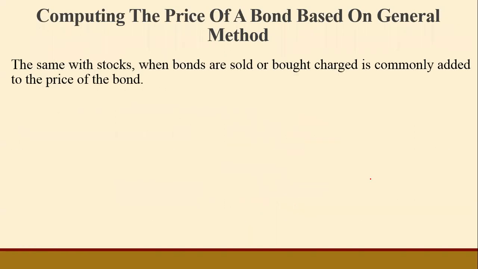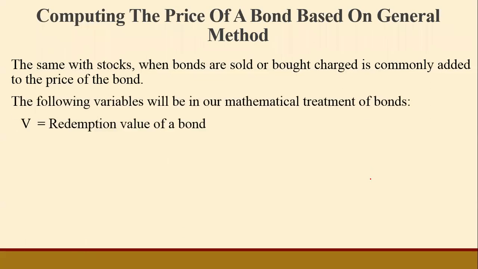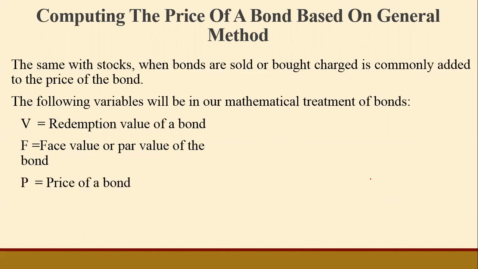And next is computing the price of a bond based on the general method. The same as with stocks, when bonds are sold or bought, a charge is commonly added to the price of the bond. We have the following variables. B, the redemption value of a bond. F, the face value or par value of the bond. P, the price of the bond. R, the bond rate. I'm sorry, we made many mistakes; this is the small letter r. And then K, the coupon payment. This is a small letter.